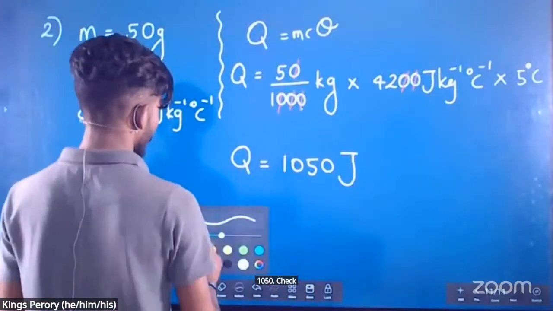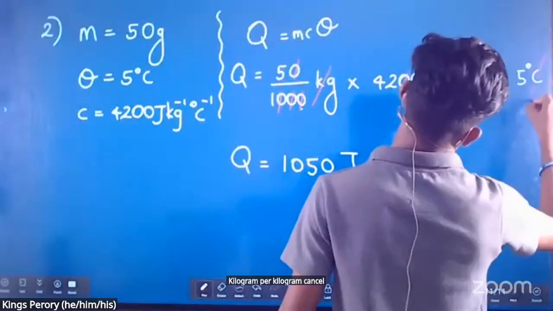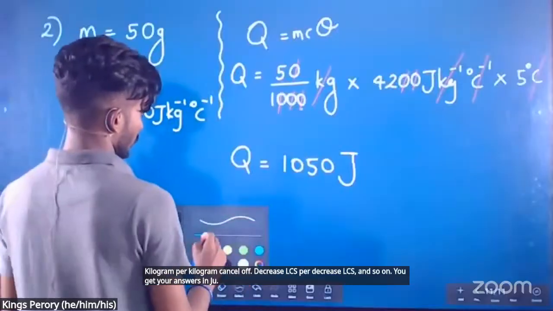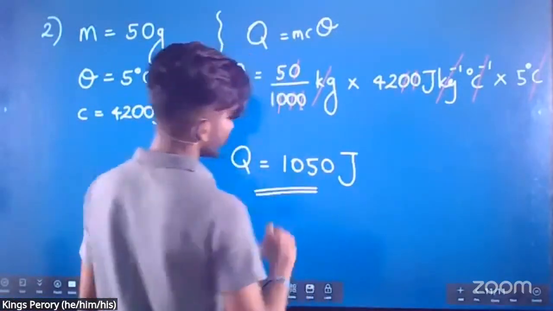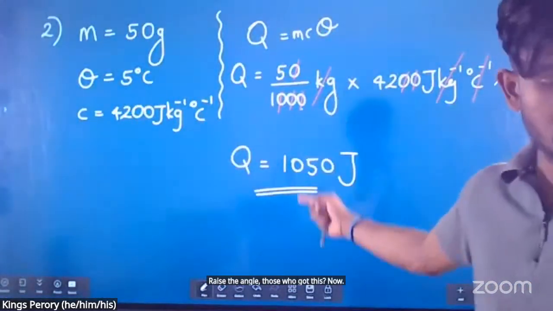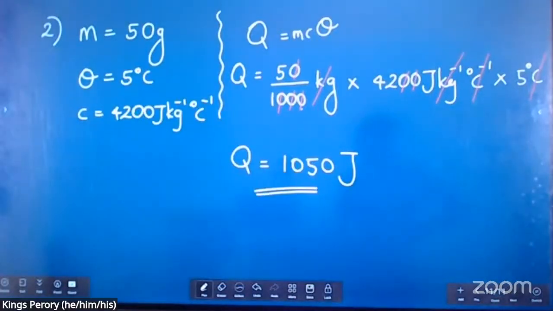Check with the units. Kilogram per kilogram cancel off. Degree Celsius per degree Celsius cancel off. You get your answer in joules. Raise your hand, those who got this. Now don't ask me how the maths part came, man. That's maths. Right, good. Others, check and correct your answers.